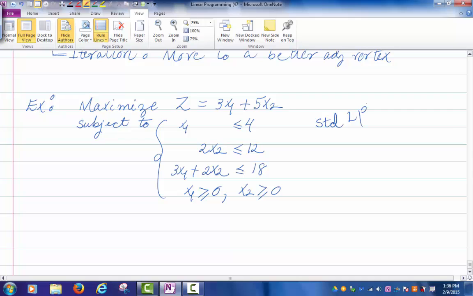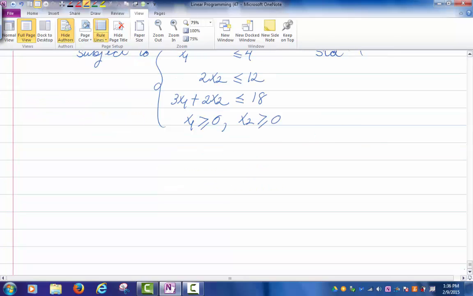Standard LP means all variables are non-negative and all the inequalities are less than or equal to. Now once I have that, the next step is to write down the slack form of the LP. So what's the slack form of this LP? Well, the objective function doesn't change.